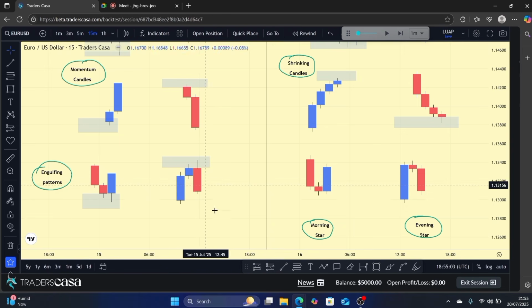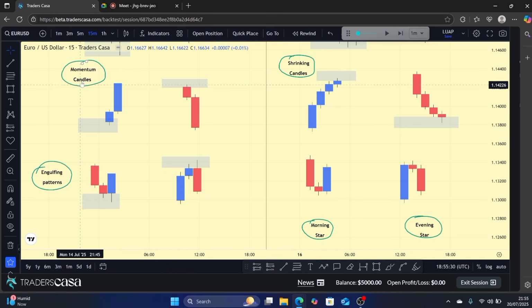So once you see this pattern, this is a strong sign, a possible reversal sign, that price may end up going deeper and deeper into the anticipated direction. So once you see such a pattern where price is shrinking, like the shrinking candles, and then you see this engulfing pattern, that's when you now take the entry, because that's a strong entry.